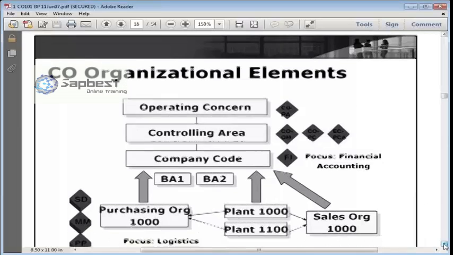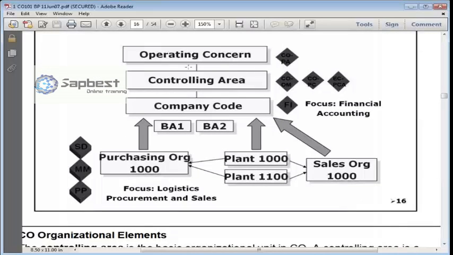This is how the CO organization is structured. Most companies have just one controlling area and one operating concern. Within the controlling area, you have many company codes. Many company codes point to one controlling area. Okay? And all the business areas are company code independent, right? So many business areas can point to one company code, and your purchasing organization, this is on the logistics side, they point to company code.